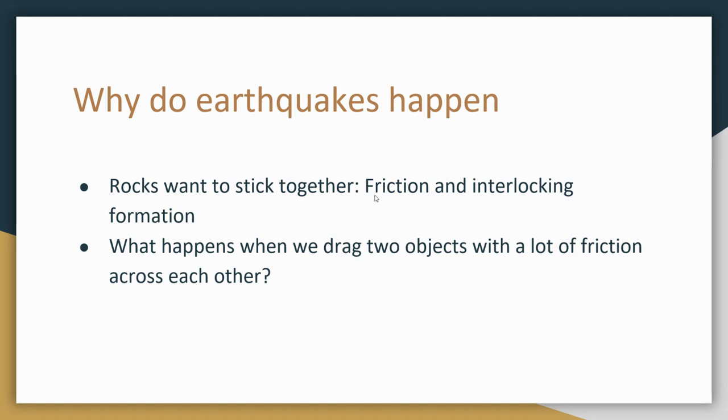So it's going to resist whatever motion is happening. So we said plates are moving, so therefore there must be friction. Well, what happens when we drag two objects in opposite directions that have a lot of friction across each other? So think about if you had a box that was attached to a rubber band. Well, the obvious answer is that they'll stick together.